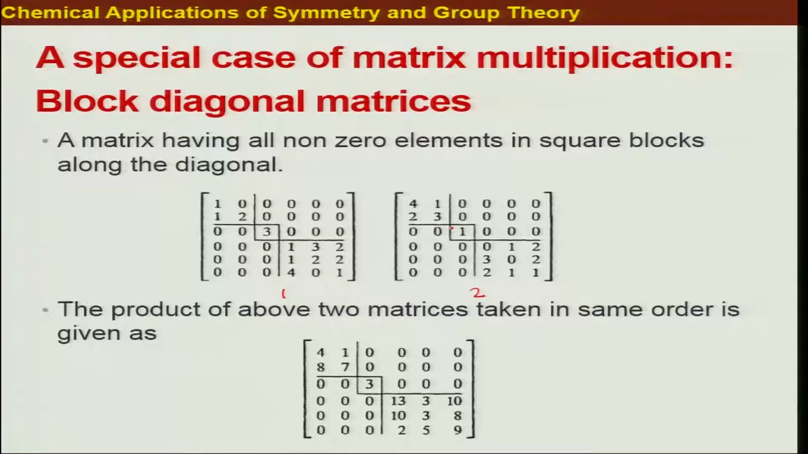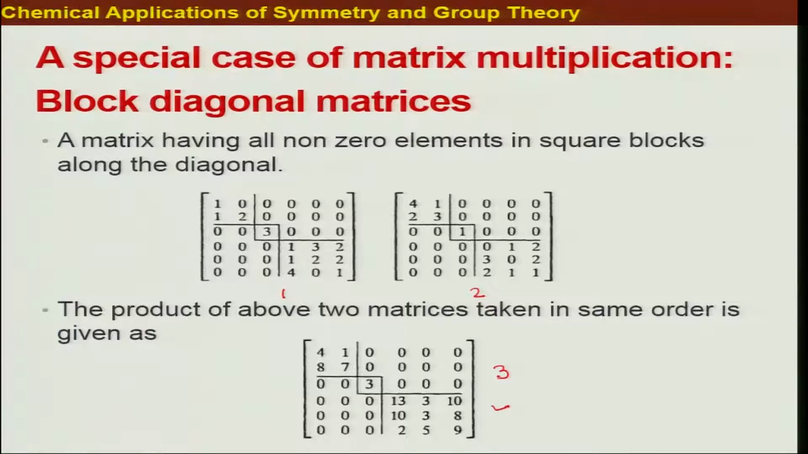Now if we want to combine these two matrices, that means if we want the product of these two block diagonalized matrices, then we find this matrix, which I call matrix 3. So what are the things that are important to find in this case?